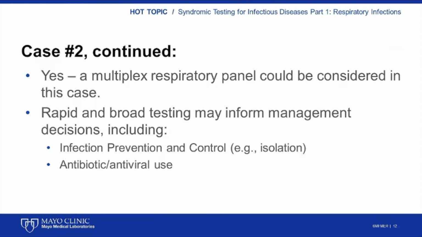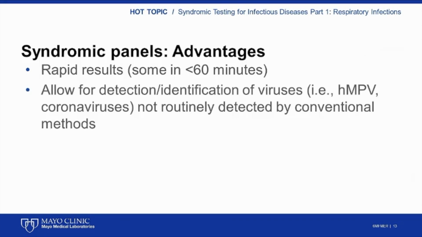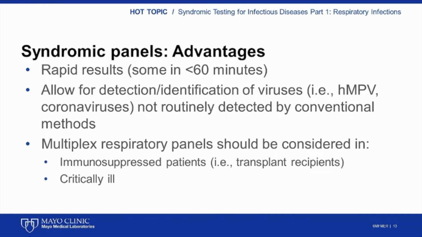As we've discussed, multiplex respiratory panels offer a number of advantages over conventional tests, including the potential for rapid results, with some systems being able to provide a report in less than 60 minutes. Several commercial assays also allow for the detection and identification of certain viruses, such as human metapneumovirus and the coronaviruses, that were not routinely tested for in most clinical labs. Due to these benefits, multiplex respiratory panels should be considered in immunosuppressed patients or those that are critically ill.